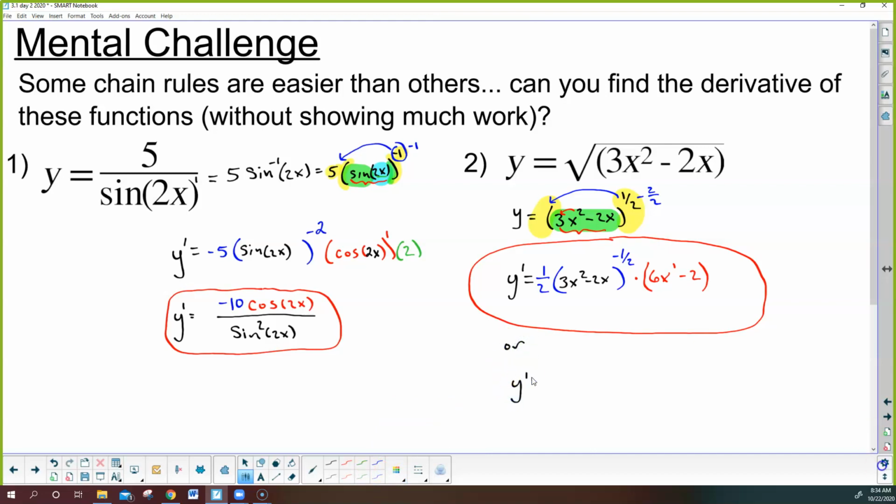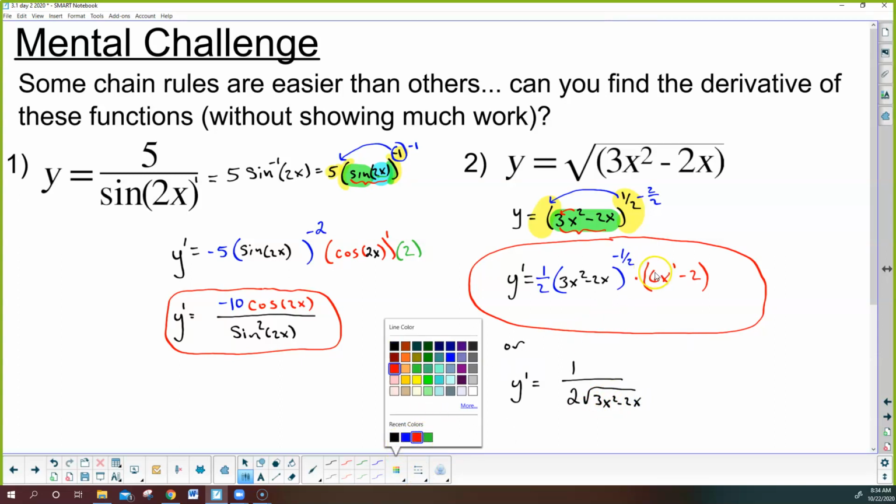Right now, that could be an answer, or what if I rewrite this? I have the fraction 1/2. But then I've got this entire piece to the negative 1/2. Well, the negative is going to put it down in the denominator. The 1/2 is going to turn into a square root. So it's going to be a square root in the denominator.